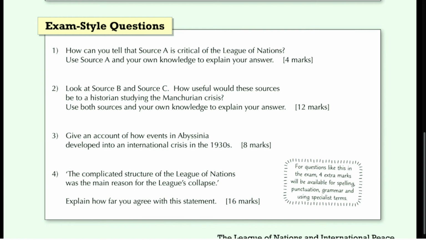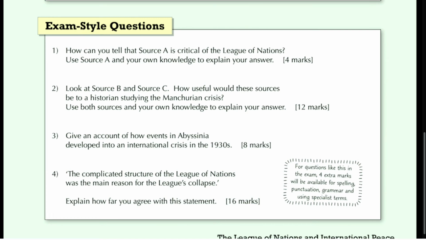Explain that. Number 4: the complicated structure of the League of Nations was the main reason for the League's collapse, destruction. Explain how far you agree with this statement. How far, I mean, how much do you agree? Do you totally agree? A little? Not so much? So, what do you think about that?